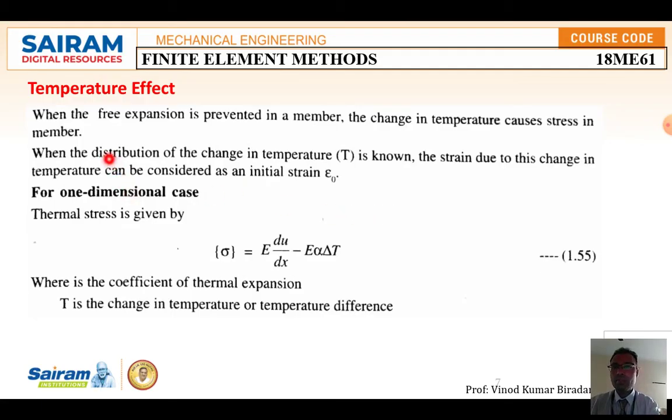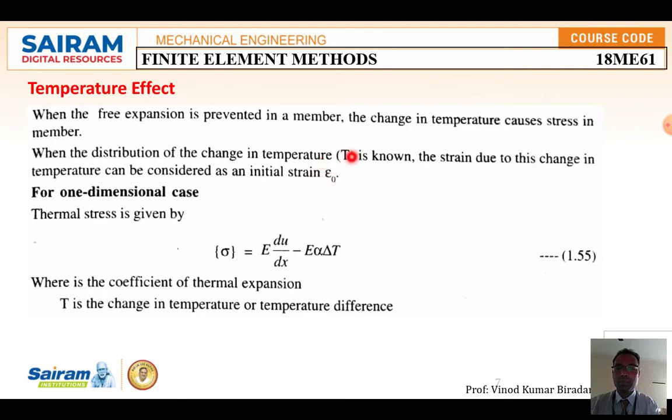When free expansion is prevented in a member, consider any member, the change in temperature causes stress in the member. When the distribution of a change in temperature T is known, the strain due to this change in temperature can be considered as the initial strain, epsilon naught. So if you apply temperature, there will be a change in strain. That initial strain is denoted by the symbol epsilon naught.